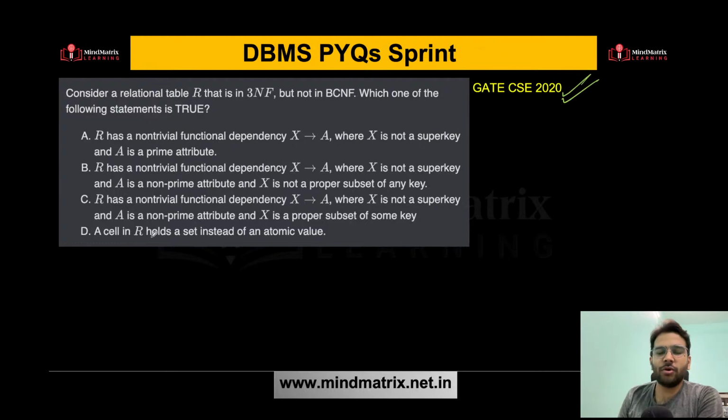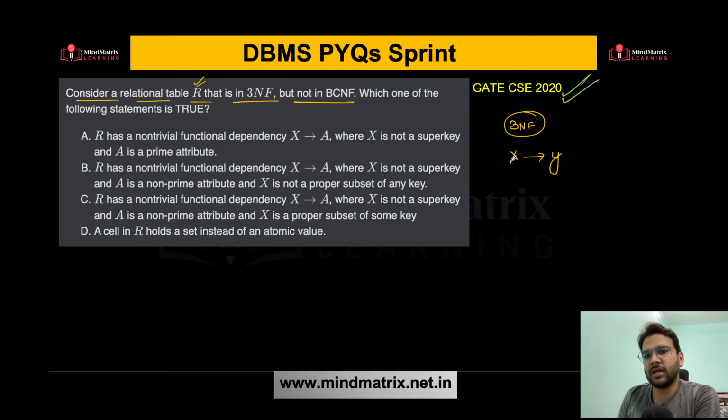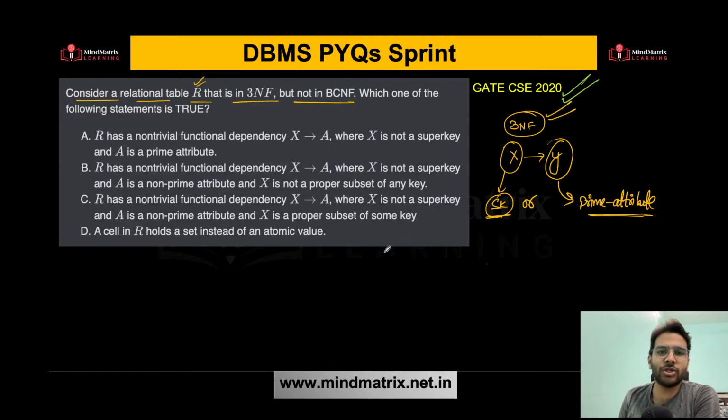This is from GATE CSE 2020. Let's read this question. Consider a relation table R that is in 3NF. It is already given that relation R is in 3NF but not in BCNF. Now understand this thing. When can we say that a relation R is in 3NF? When something like this is there: either X is a super key or Y is a prime attribute. Yes or no? Either X is a super key or Y is a prime attribute, then only I can say the relation is in 3NF.